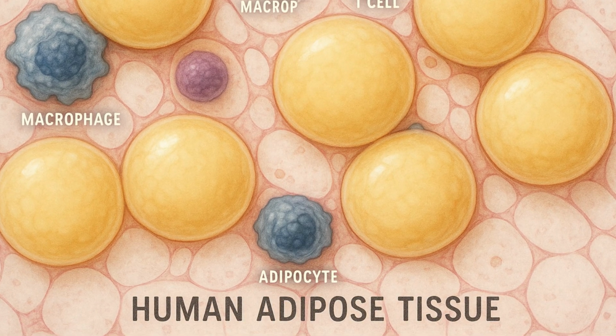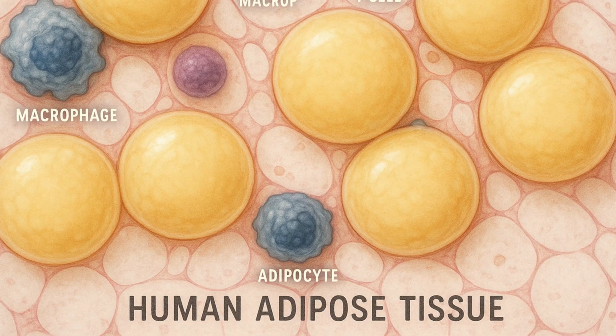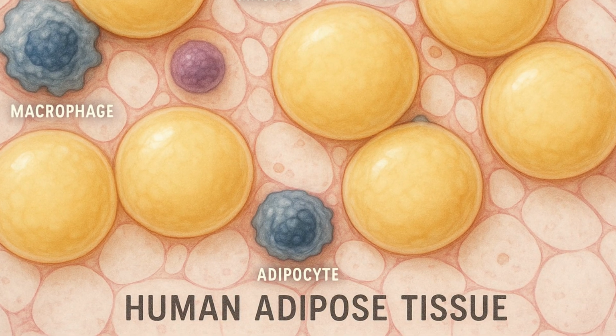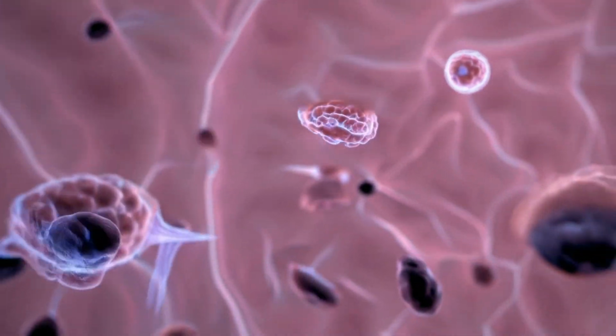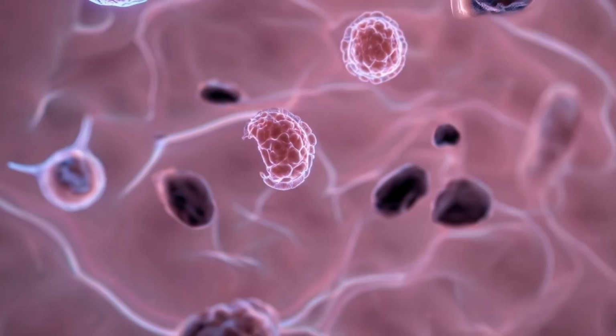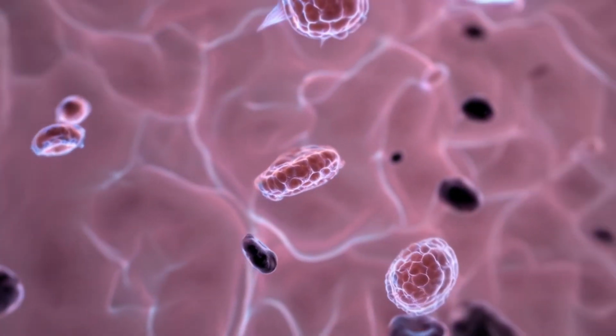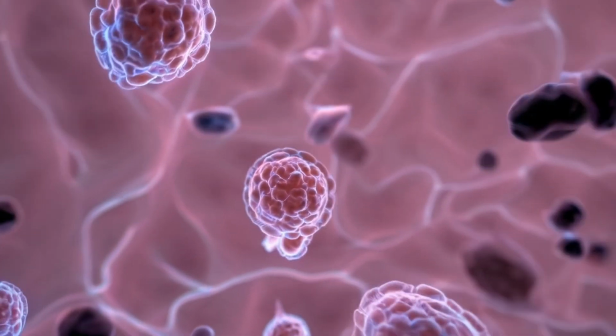Adipocytes themselves are active participants in immune modulation. They express pattern recognition receptors like toll-like receptors (TLRs) that detect pathogen-associated and damage-associated molecular patterns, allowing fat tissue to act as an early responder to infections or cellular stress.